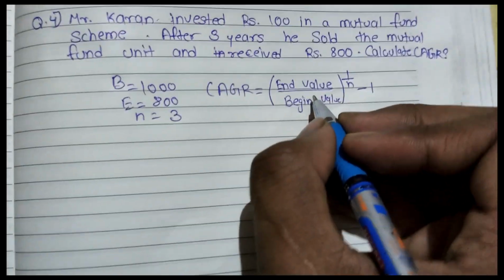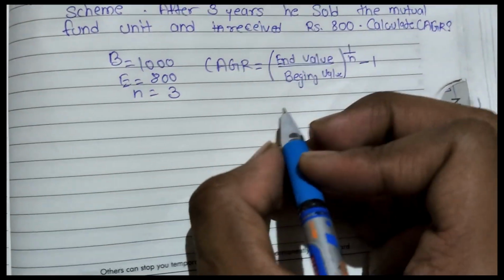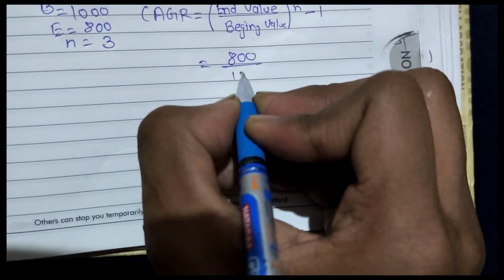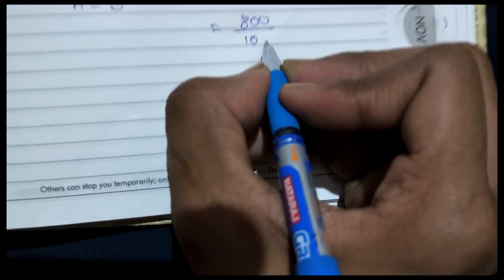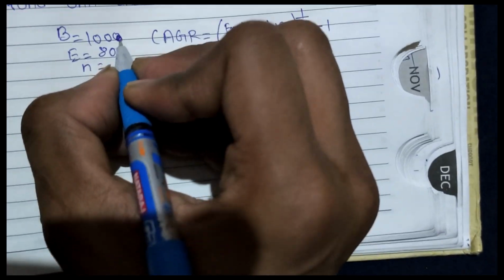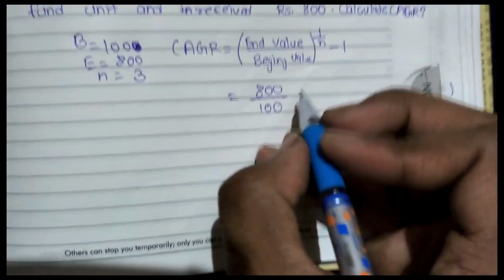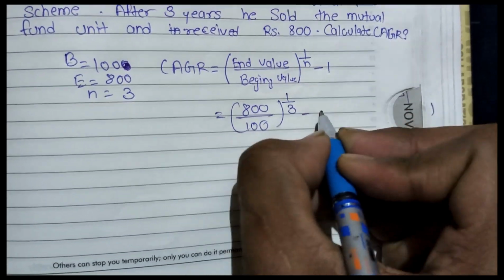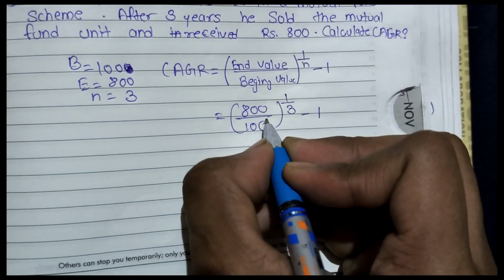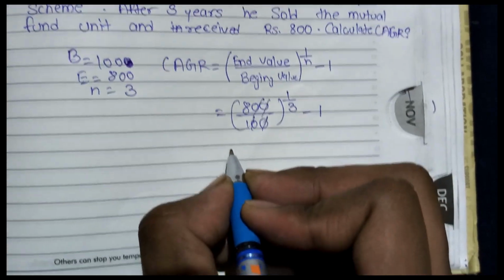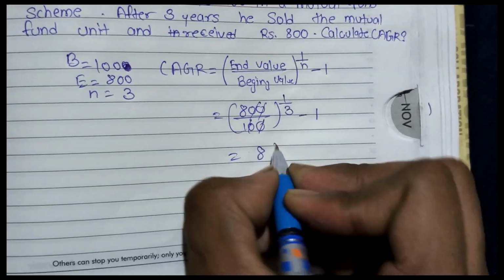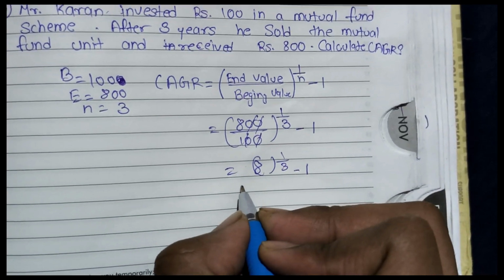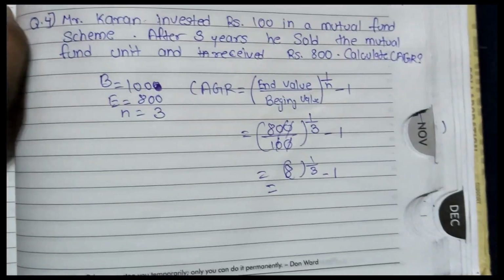So CAGR is end value divided by beginning value: 800 divided by 100, raised to 1 divided by 3, minus 1. Sorry guys, the beginning value is 100. Let's first calculate this: you got the answer 8. What remains is 1 divided by 3, minus 1. So calculate this for 3 years.